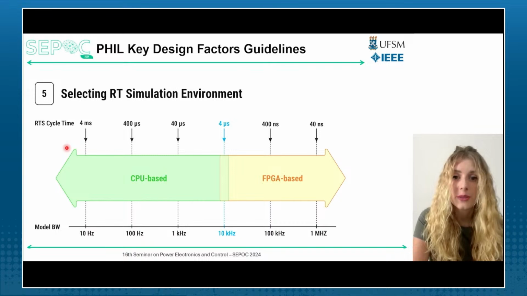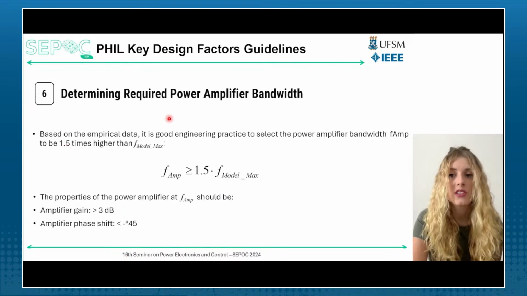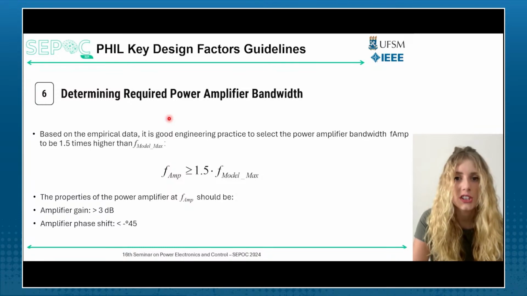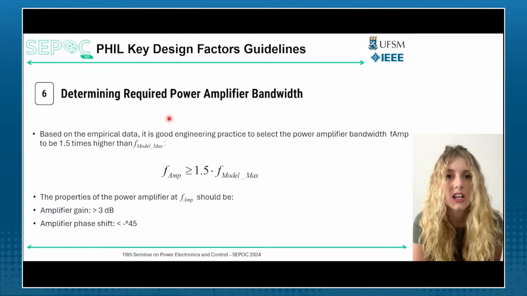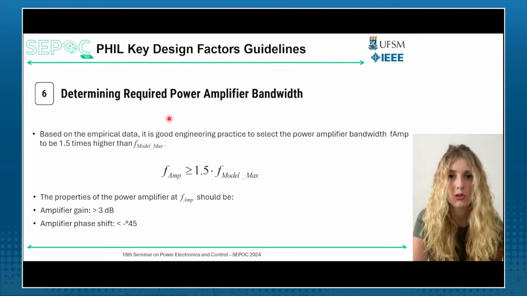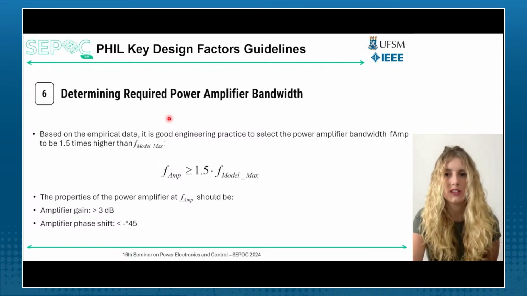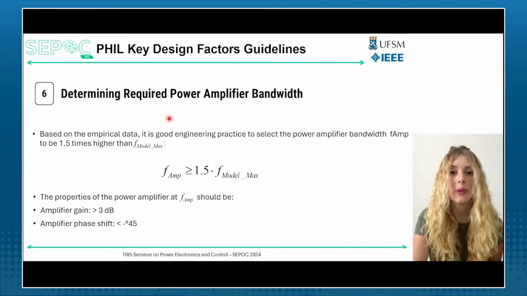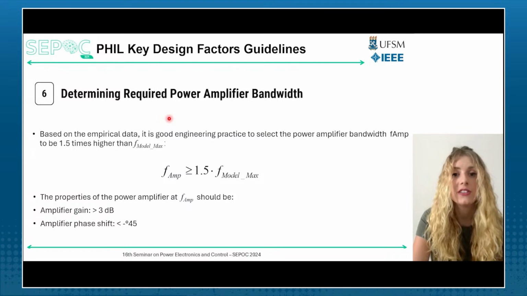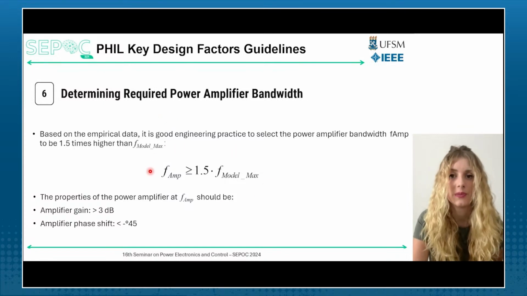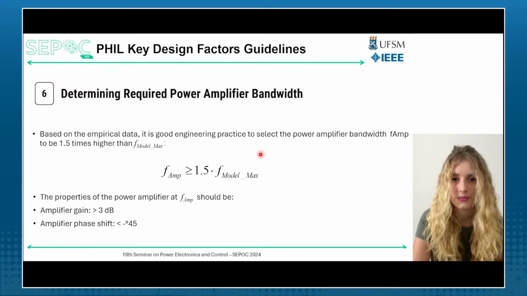Now, when we have determined this, we should determine what should be the properties of the power amplifiers. So we determined the desired bandwidth of the model, simulation time step of the model, quality of the signal, and time step of the real-time simulator. But in order to perform power hardware-in-the-loop simulation, we also need to add power amplifiers to the whole story. So what should be the properties of power amplifiers so you can actually simulate what you want to simulate considering the model bandwidth? The good practice is to select a power amplifier whose bandwidth is 50% higher than the model bandwidth. And this is design guideline number 6.